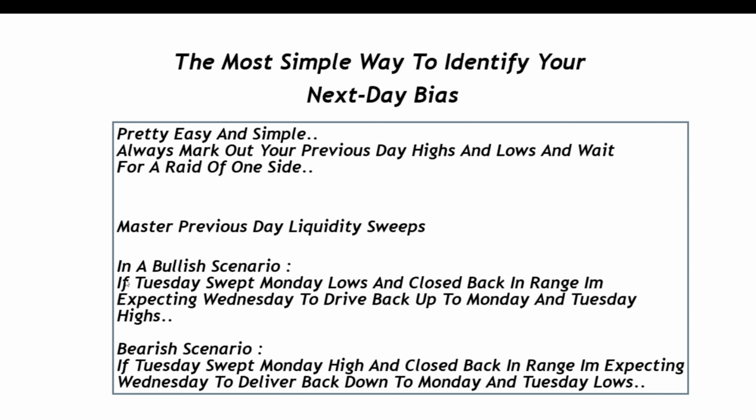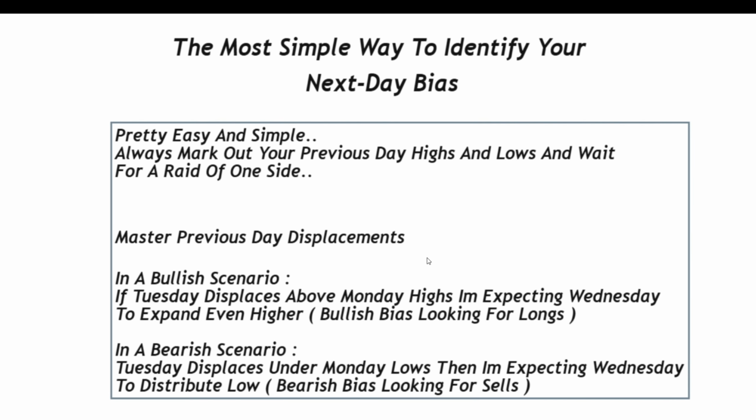In a bullish scenario, if Tuesday swept Monday's lows and closed back in range, I'm expecting Wednesday to drive back up to Monday and Tuesday highs. But in a bear scenario, if Tuesday swept Monday's high and closed back in range, then I'm expecting Wednesday to deliver back down to Monday and Tuesday lows. But in a displacement scenario, if Tuesday displaces above Monday highs, I'm expecting Wednesday to expand even higher. Bullish bias means looking for longs.